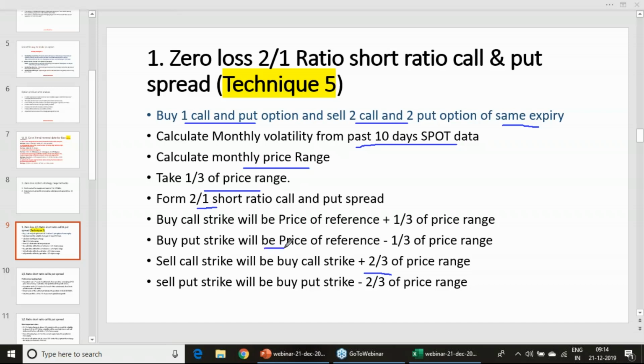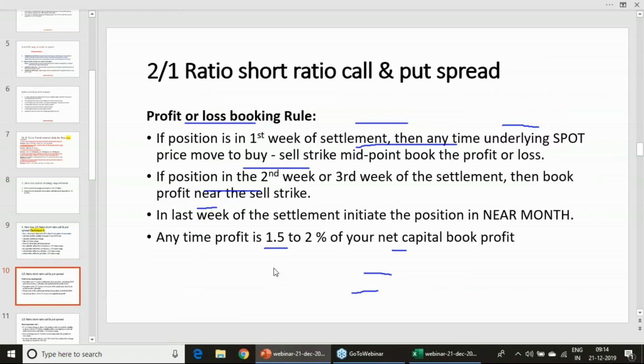And the same way, the put strike should be 1/3 of the price range. Once you go to the example, you will be able to understand it in a better way. The same way, put strikes to buy and put strikes to sell can be decided. So this decision part, once you look at the example, you will understand better. What are the rules here? That is very important. Very, very important rules, 3 to 4 rules.